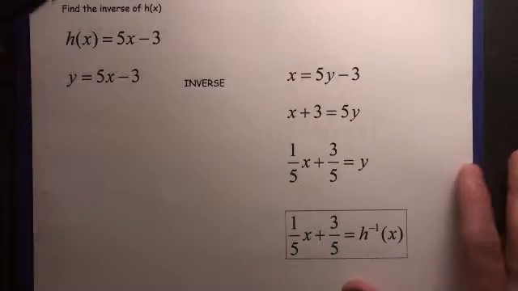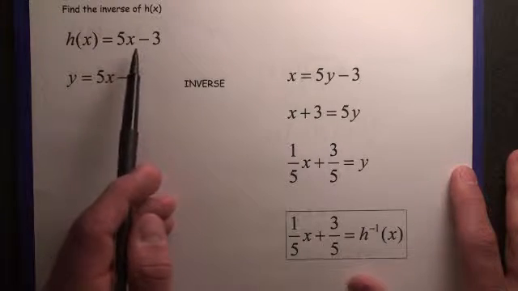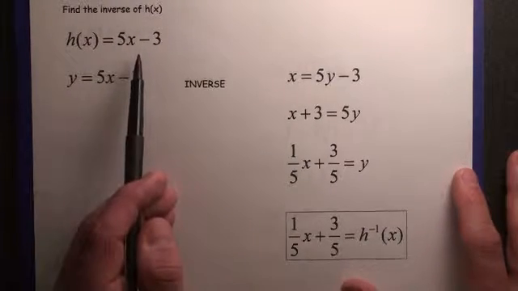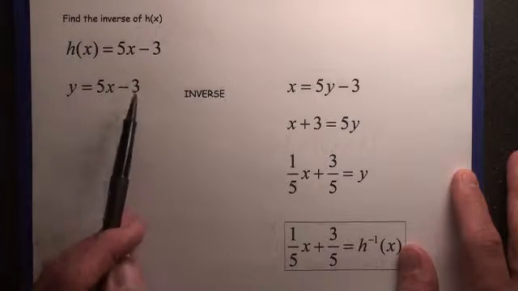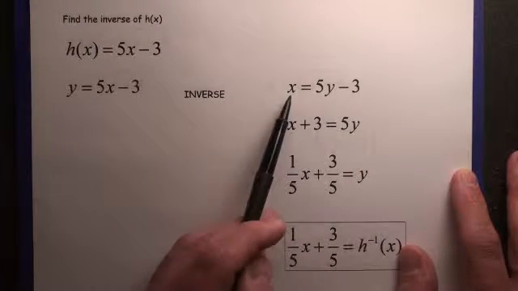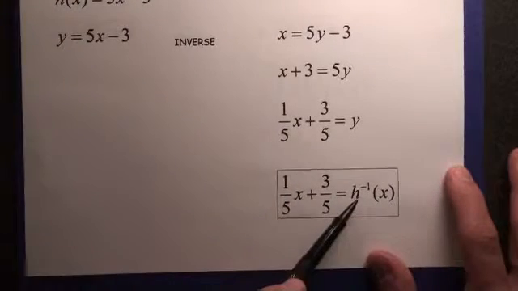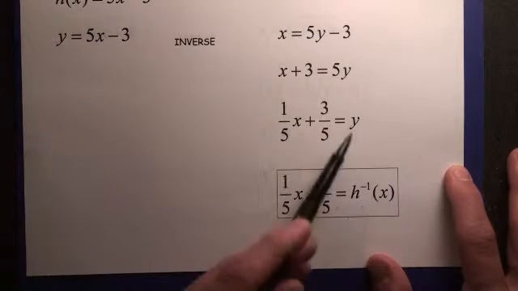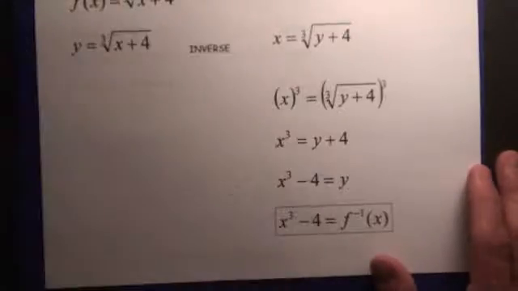Find the inverse of h of x. If h of x equals 5x minus 3, well then, first of all, is this 1 to 1? Yes, this is linear. So we're going to rewrite this as y equals 5x minus 3. Inverse means reverse x and y. So now we're going to have x equals 5y minus 3. Solve for y. Stick an h to the negative 1 over here on the edge instead of a y, and therefore you now have h inverse.